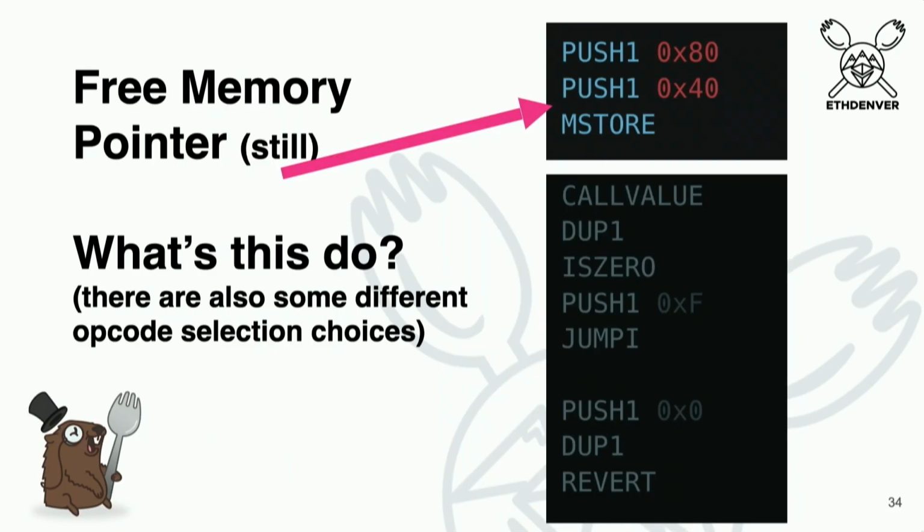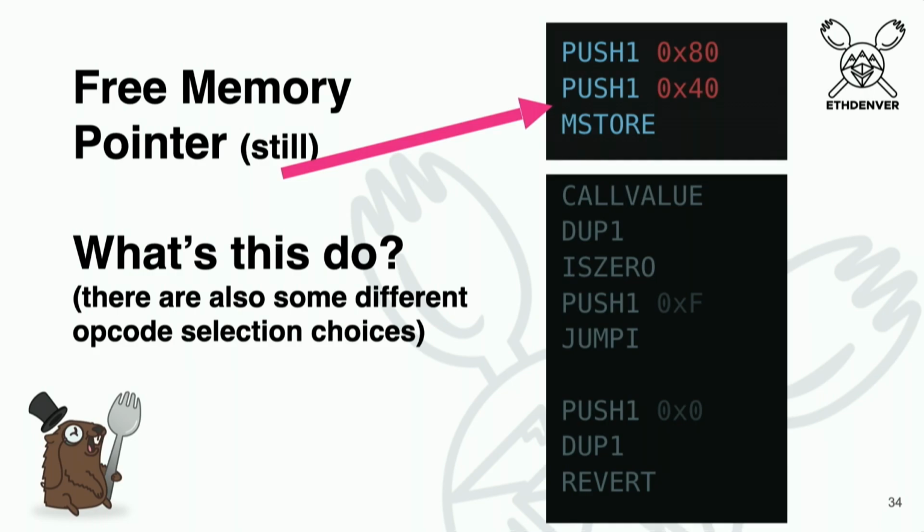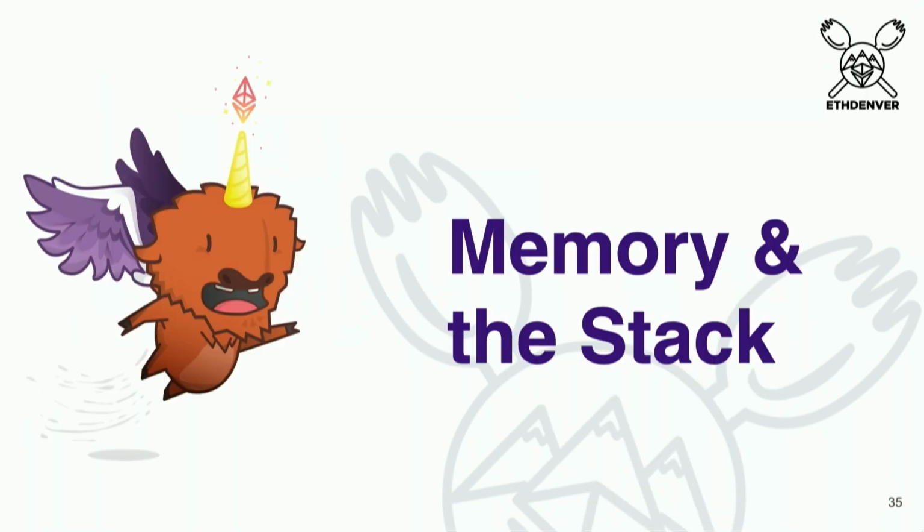Okay, great. What is this thing? And actually, most Solidity contracts will start with exactly this. Push 0x80, push 0x40, mstore. What does this do? Why do we have this? To understand this, we need to learn about memory and the stack, to learn what this free memory pointer is, what these opcodes are doing here.